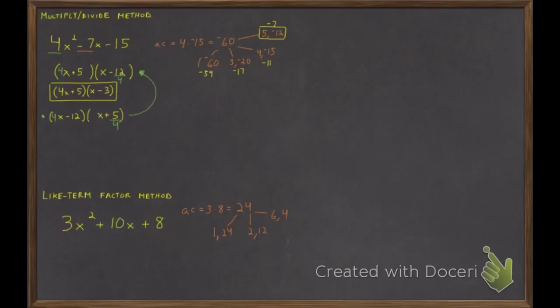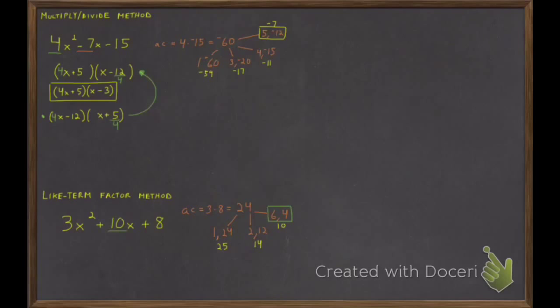When we figure out the sums, we can see that the sum of 1 and 24 is 25. 2 and 12 is 14. And 6 and 4 is 10. And what are we looking for? Like we said before, we underline. We're looking for 10. So therefore, these are our factors right here.